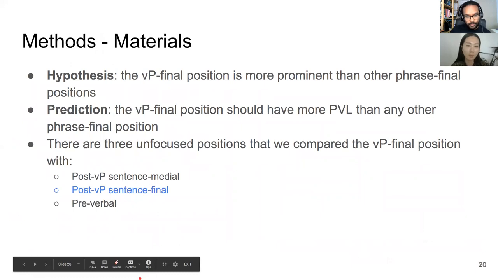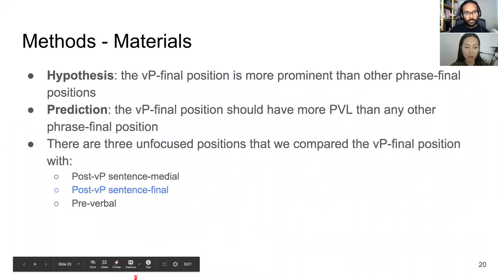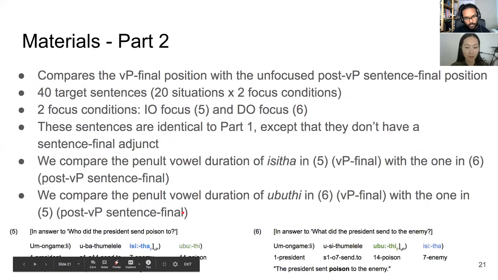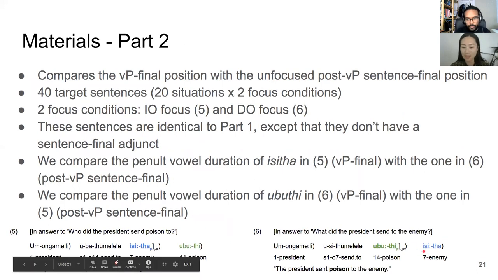The second part of the materials compares the focus position with this post-VP sentence final position, which is not focused. The data, which is 5 and 6, are almost identical to the data in part 1, except that they don't have a sentence final adjunct, therefore putting, say, isita in 6 in this sentence final position. So again, here we compare the penultimate vowel of isita in 5 and 6, and the same for ubuti in 5 and 6.